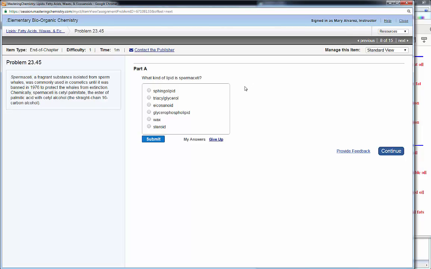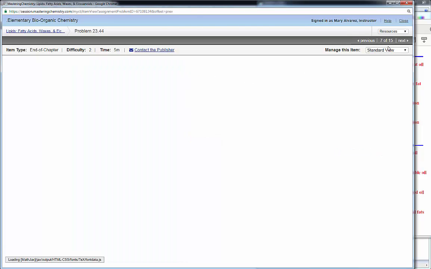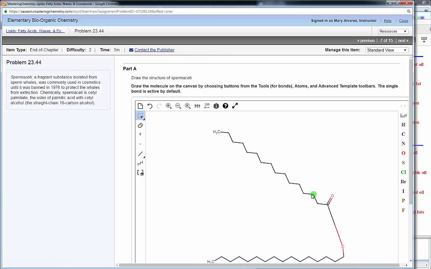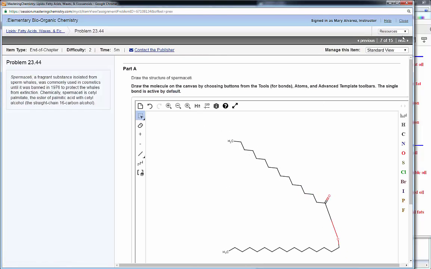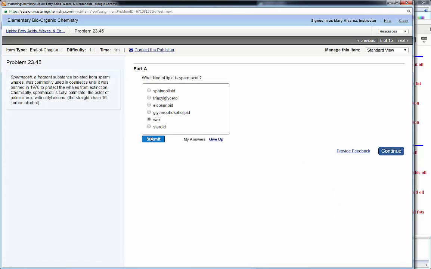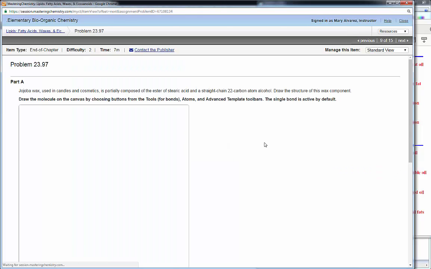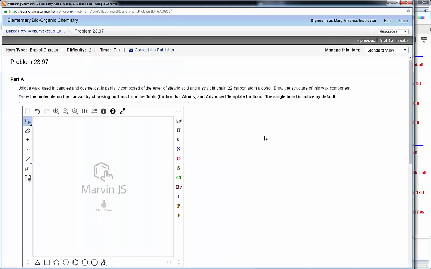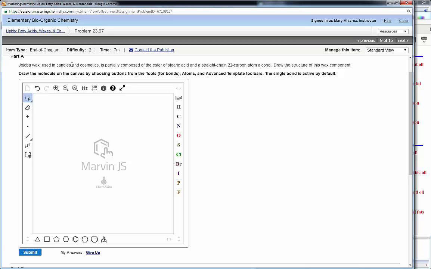Next, what kind of lipid is spermaceti? Well, we just looked at that particular problem. How would you classify this? You should tell me that that looks like a wax. Okay, waxes are simple esters of very long chain alcohols and very long chain carboxylic acids. Here's jojoba wax. You use a 22 carbon alcohol and stearic acid. Stearic acid has 18 carbons.